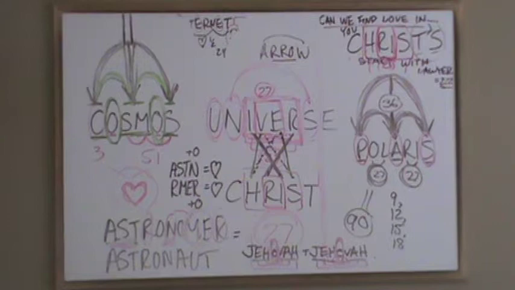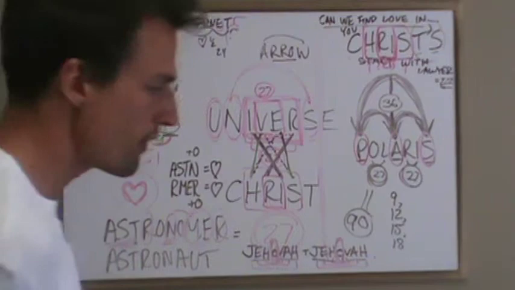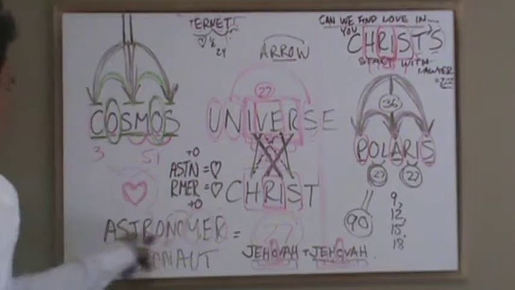That is exceeding glory. And the current date and time for historic purposes is 12:36 p.m., April 27th, 2015, in Langley, British Columbia, Canada. And my name is Derek Leonard Reinhardt Kubi. Okay. So, astronomer, Jehovah plus Jehovah.